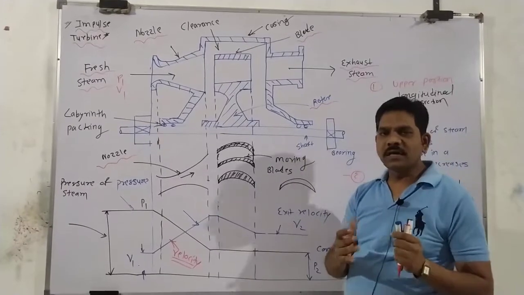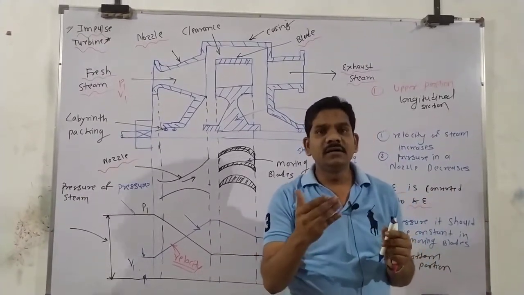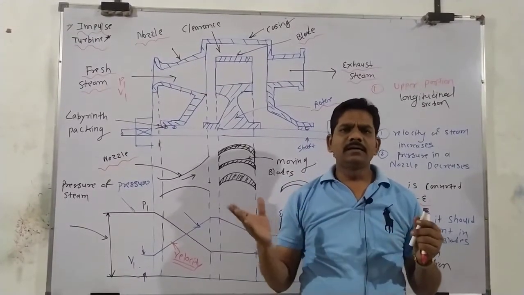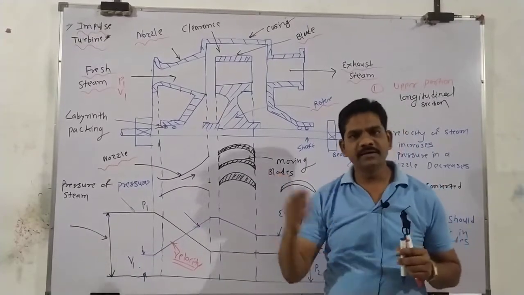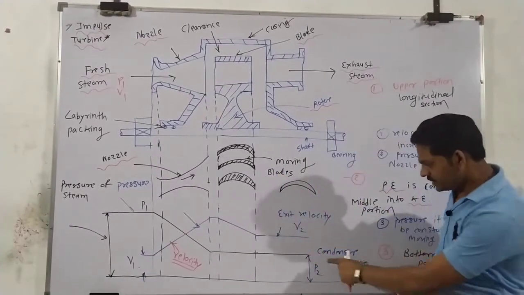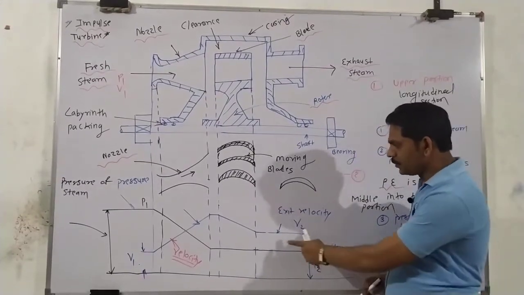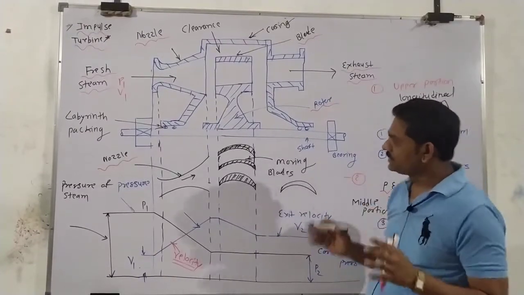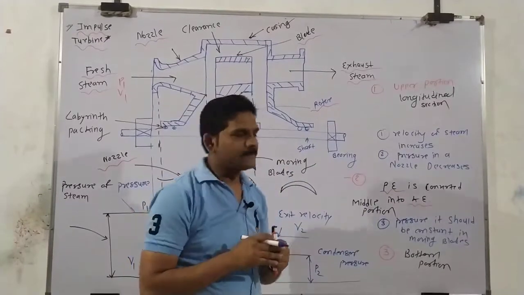After the turbine, the steam enters the condenser, right? The condenser section is already learned, in our unit number 4, in detail. So the steam now enters the condenser. That is why we write the condenser pressure P2, and this is the exit velocity of the steam. So this is the simple explanation of the impulse turbine.